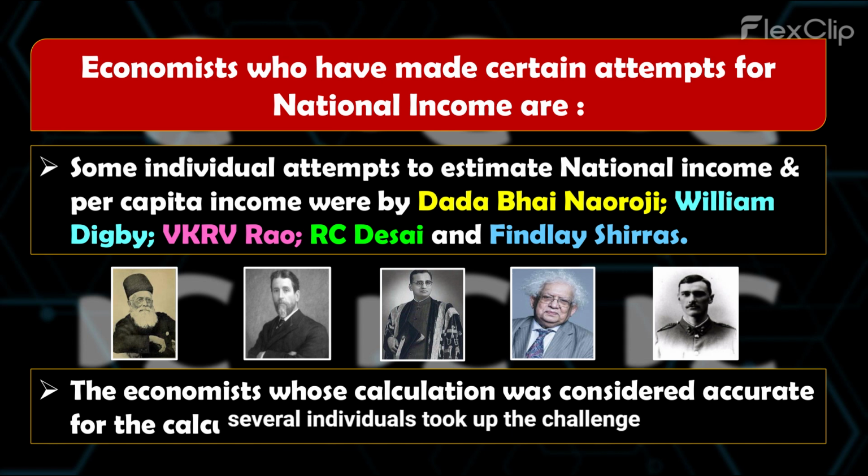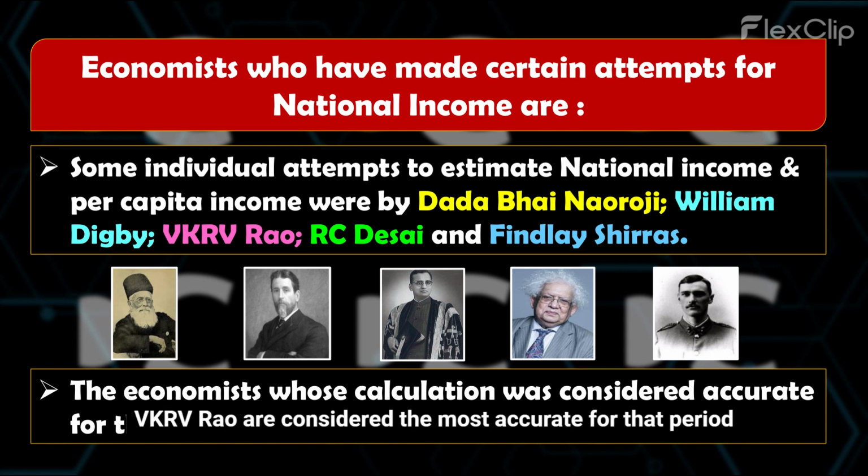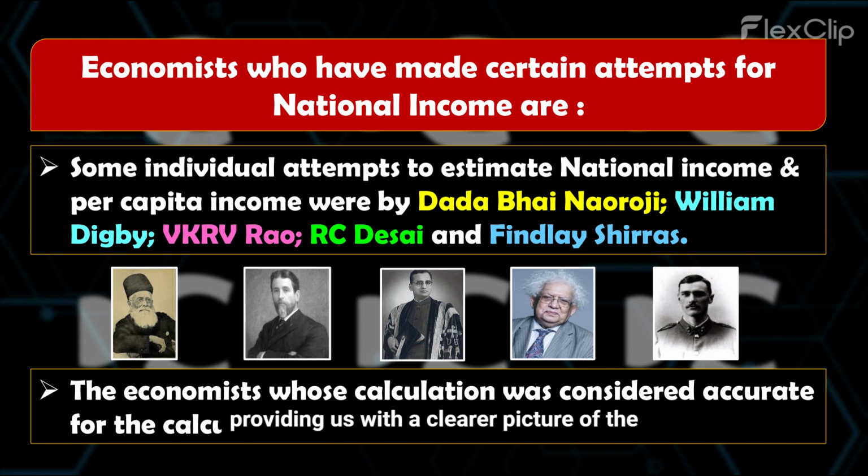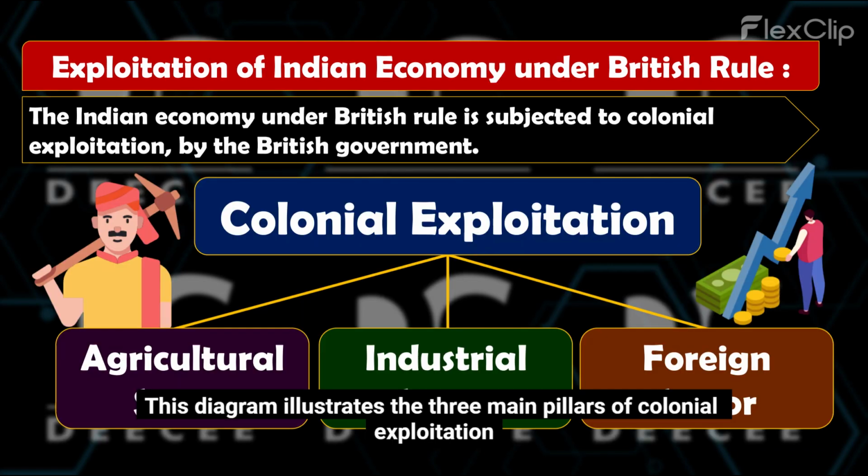During the colonial period, the British government made no official attempt to measure India's national income. However, several individuals took up the challenge, including Dadabhai Naoroji, William Digby, and V.K.R.V. Rao. Notably, the calculations made by Dr. V.K.R.V. Rao are considered the most accurate for that period, providing us with a clearer picture of the economic conditions at the time.